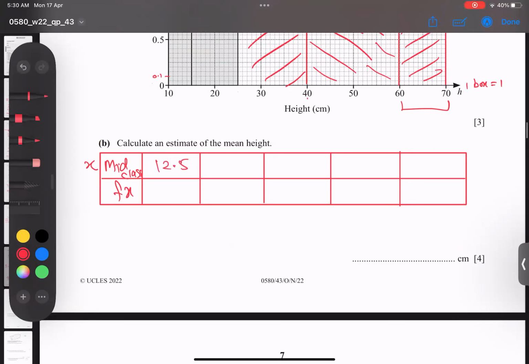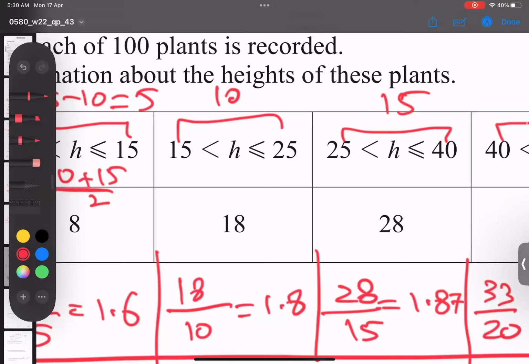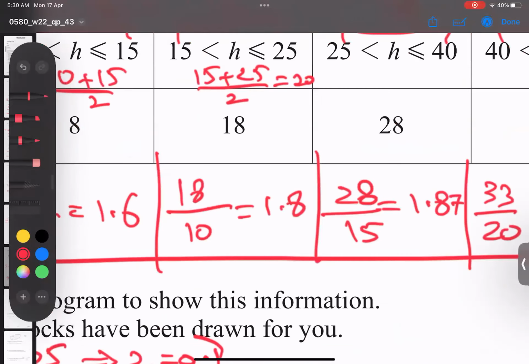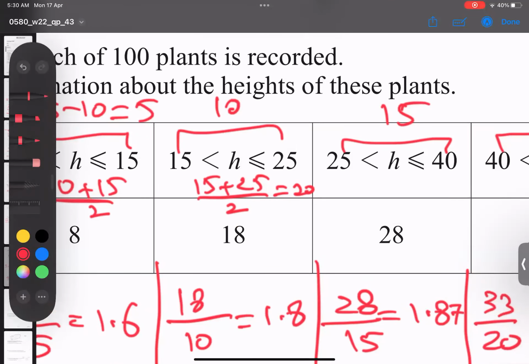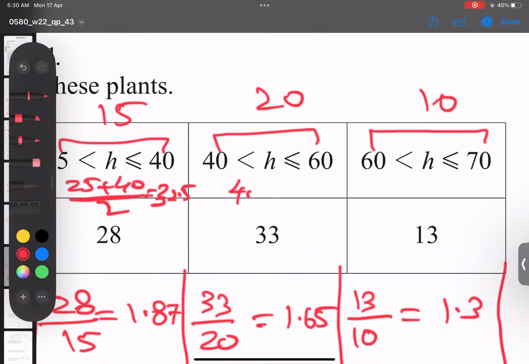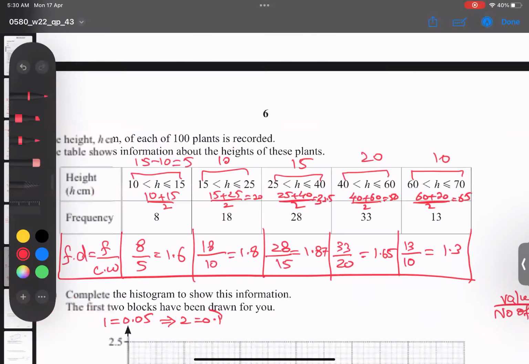12.5. Let's go to the second column. What is the technique to find it? 15 and 25 added, you get 40, divided by 2, so I get 20. Next, 25 plus 40 divided by 2, I get 32.5. 40 plus 60 becomes 100, divided by 2 is 50. 60 plus 70, 130, becomes 65. I hope you got all the midpoints.